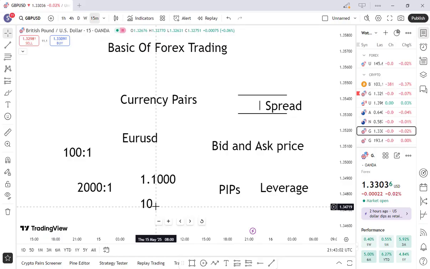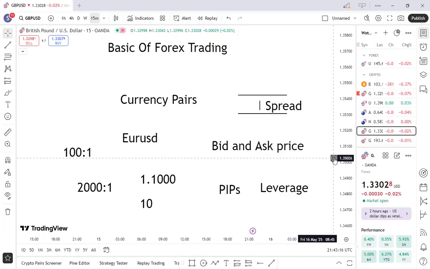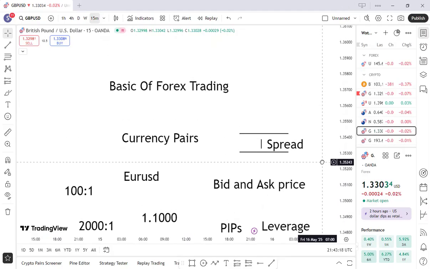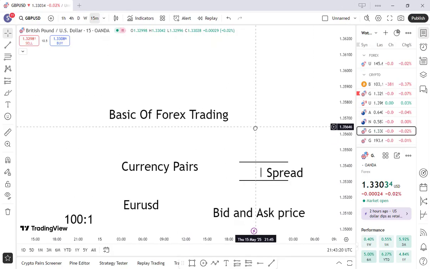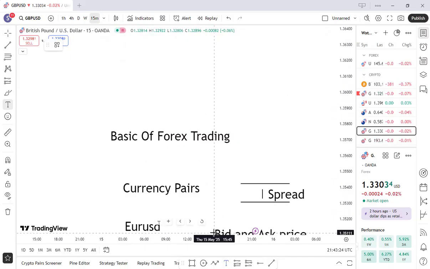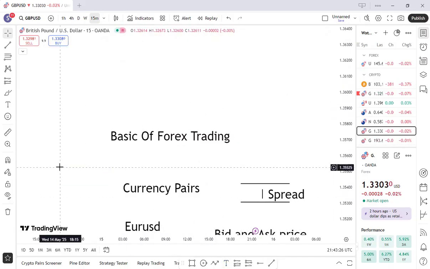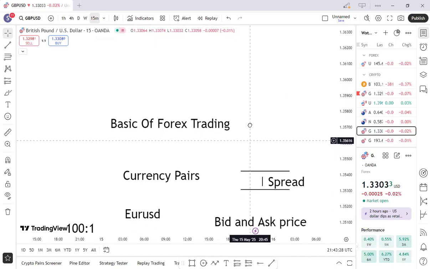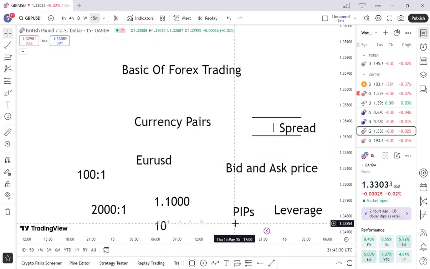The higher you increase your leverage, the higher your risk. All right, so we'll be diving more into talking about what a lot size is. Okay, what a lot is.